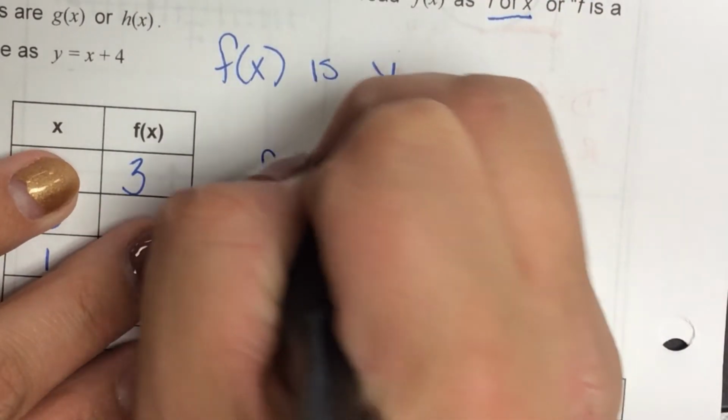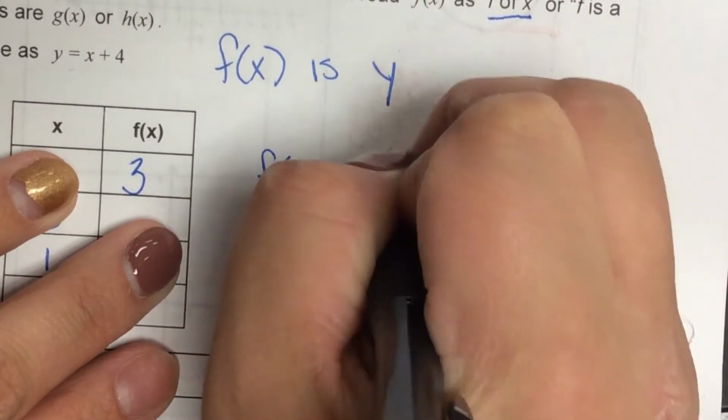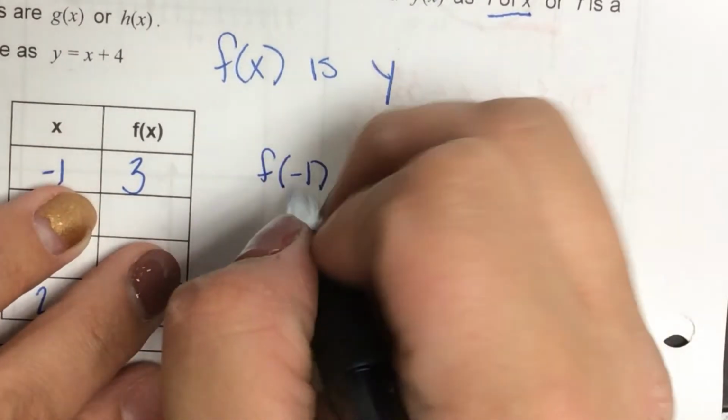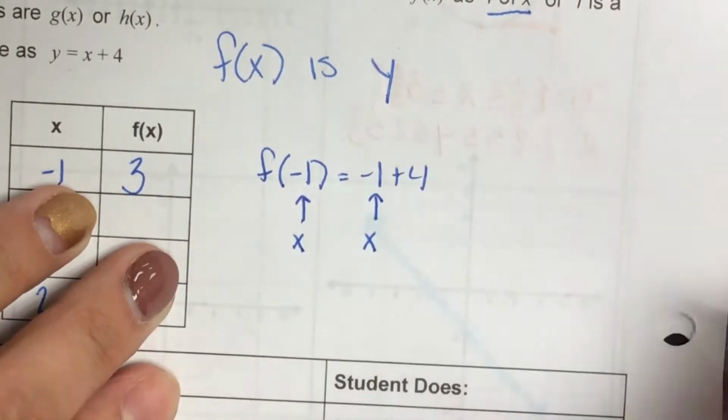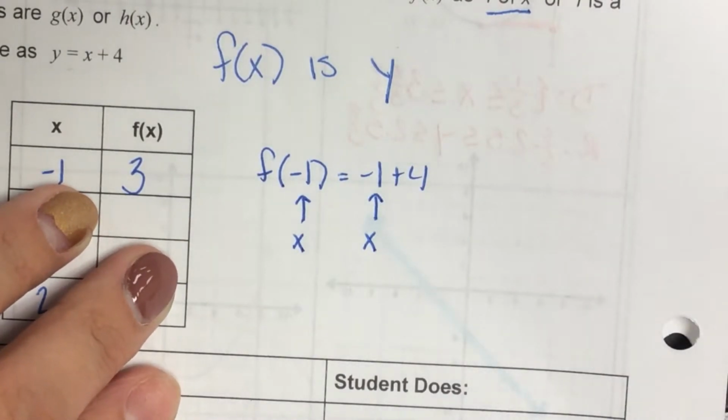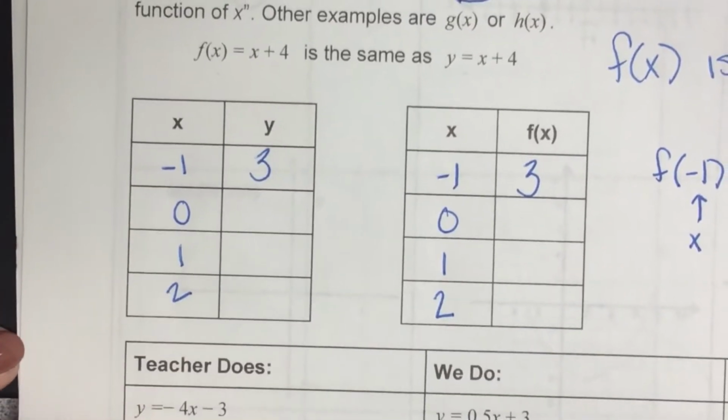However, you might see it written like this. And what they did was they replaced x with -1. That's all it stands for. They substituted -1 in for x's spot. So let's take a look at the next one, just so you can see a couple more examples with that.